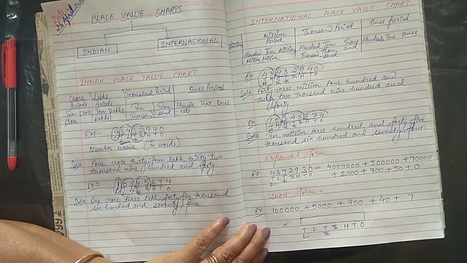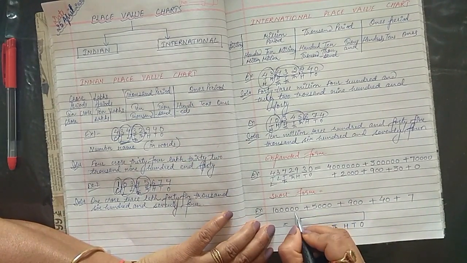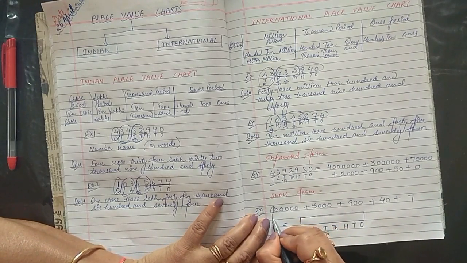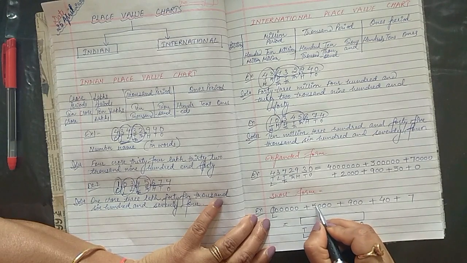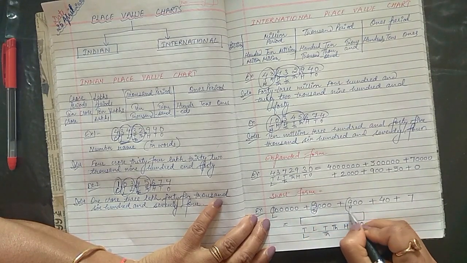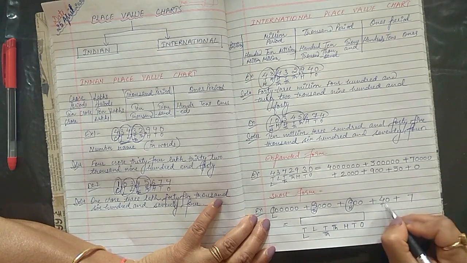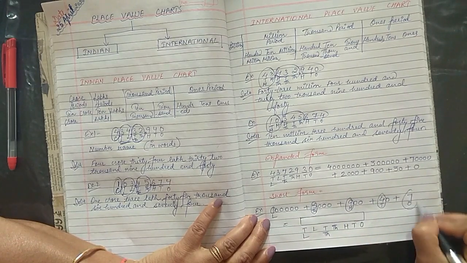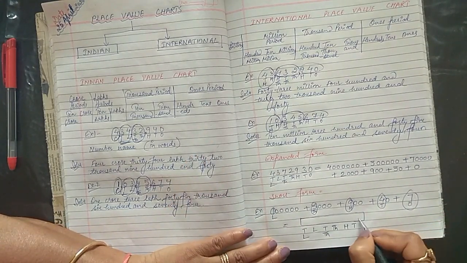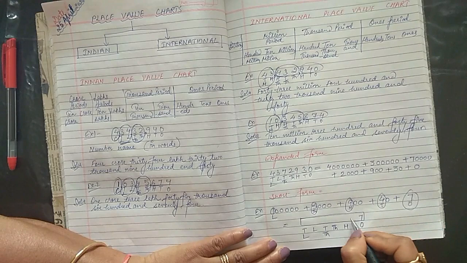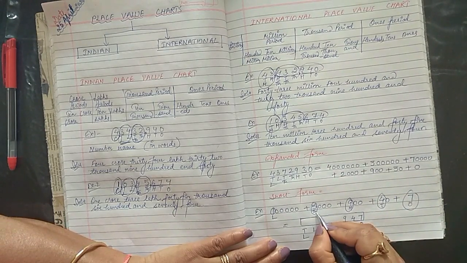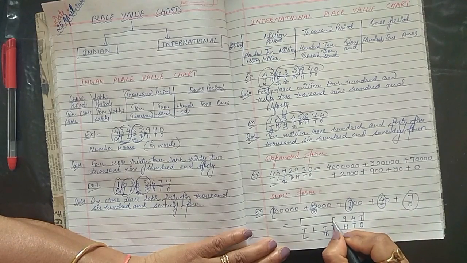Now we are going to write the place values over here. Ones, tens, 100, 1,000, 10,000 and this is lakh. Now it's very simple. In the ones place, we have to write 7 over here. In the tens place, we have to write 4. In the hundred place, we have to write 9. In the thousand place, we have to write 5 over here.